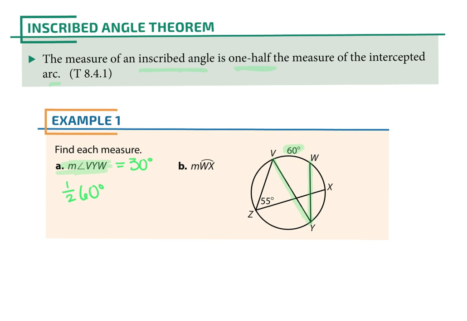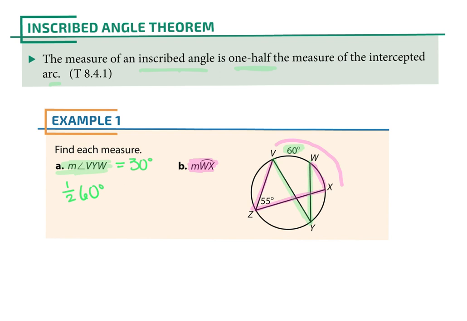The measure of arc WX. So now they're asking for the arc. Notice your notation: W to X. They want this arc. Now, we don't have the inscribed angle that makes up that arc. We actually have this inscribed angle that is 55, but that inscribed angle makes up this whole arc from V to X. It makes up the entire arc.